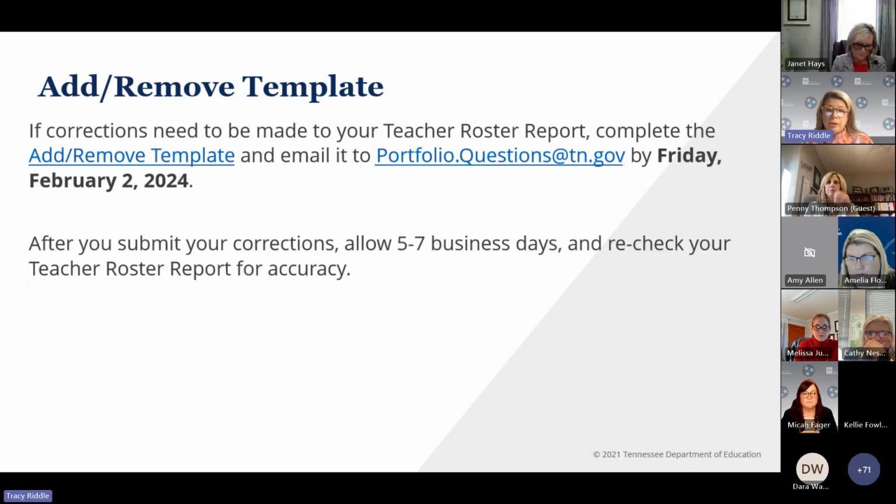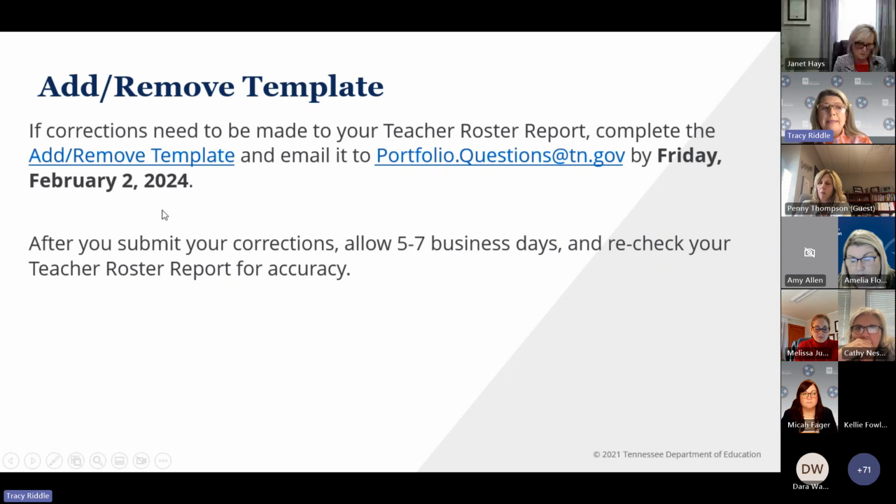So once you check your user directory and you have checked your report, if you see that you do have corrections that need to be made, please download this add remove template. Be sure that you're using this template. It's also available on the team website. If you go to the team website, you can also find this template and you will want to download it, add or remove people. Don't submit your entire roster again. Just submit the people that need to be added or removed, and then get that to us by Friday, February the 2nd. This will be the last day that we can take additions to the platform.